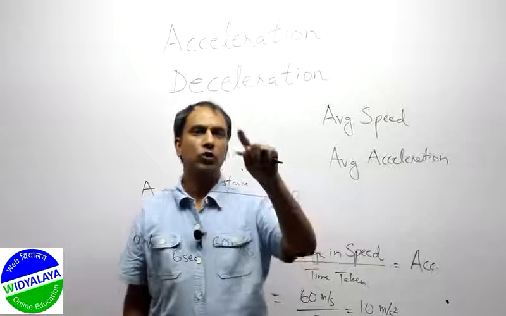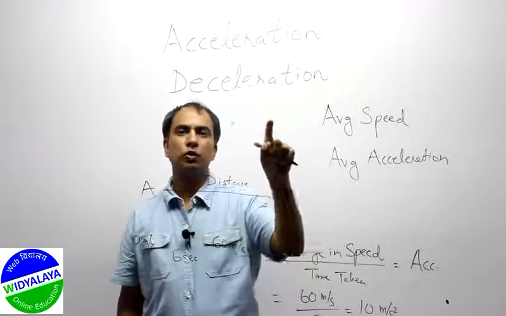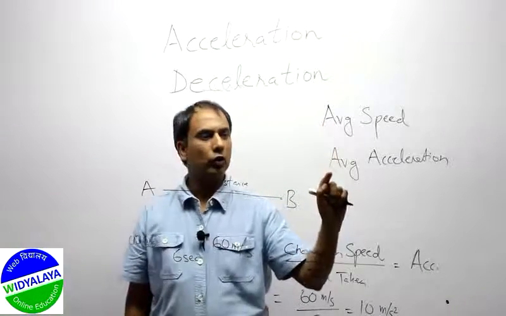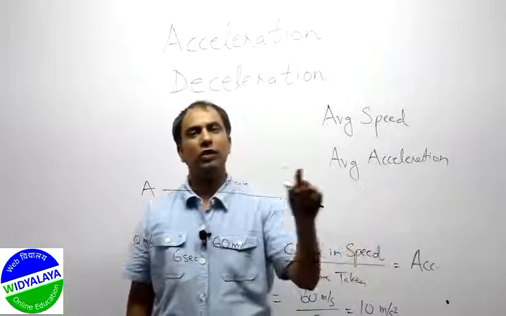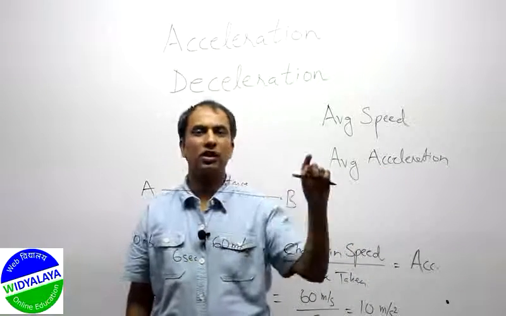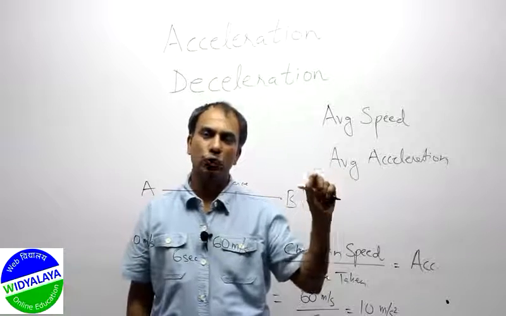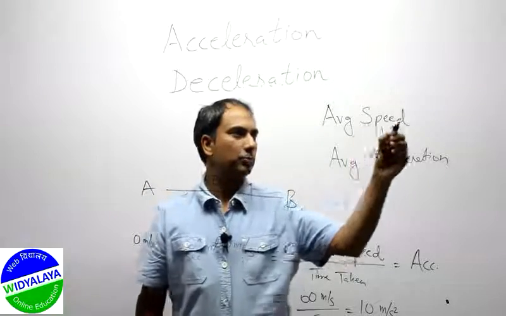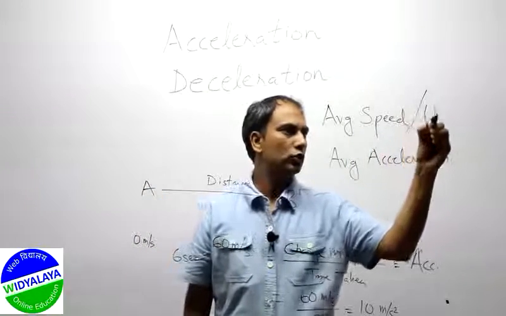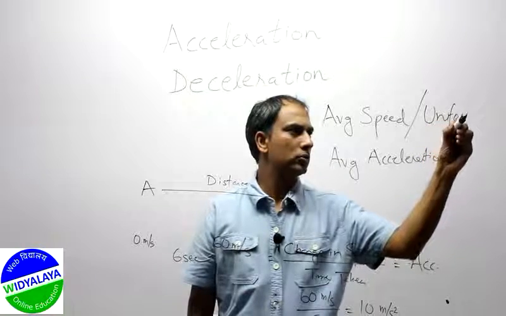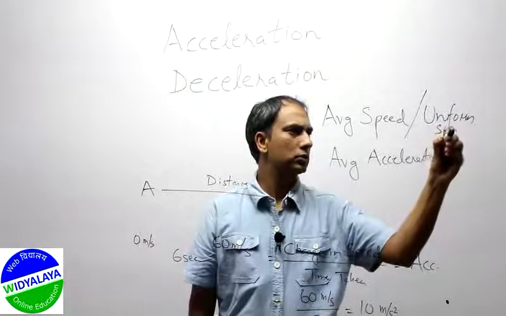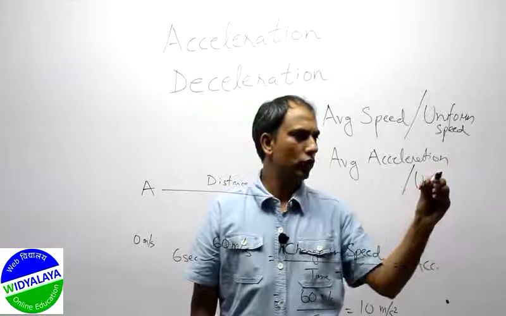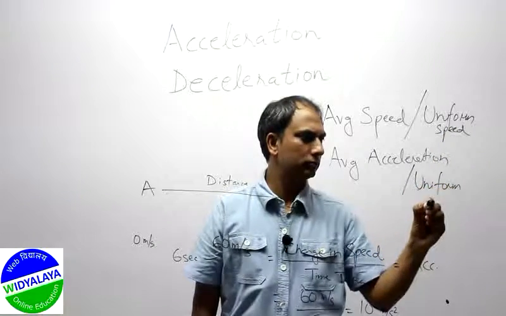But when we talk about uniform speed, we assume that speed at any point of time was the same throughout. Similarly, when we talk about uniform acceleration, we assume that throughout the time acceleration was constant and there was no change in acceleration. So you need to be very careful about these terms, average speed and uniform speed, and similarly, average acceleration and uniform acceleration.